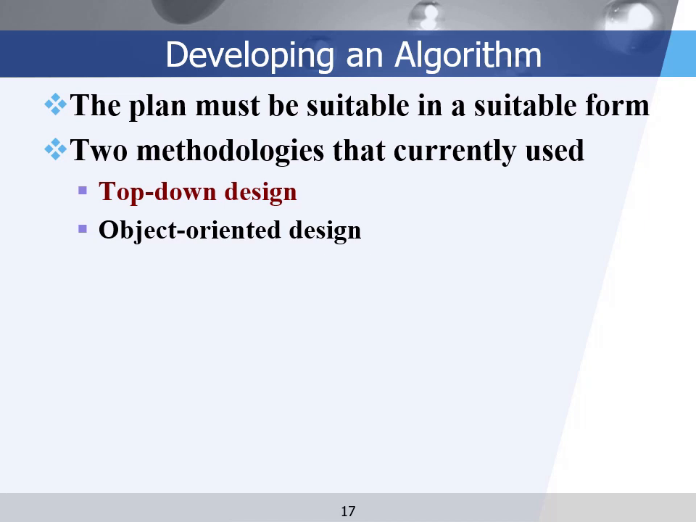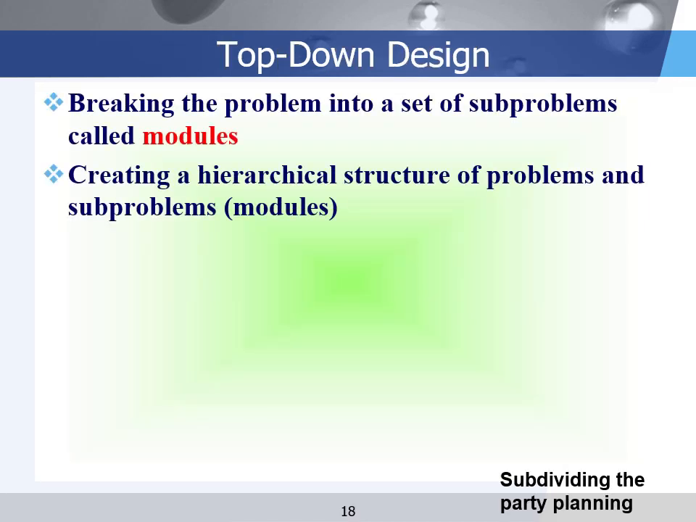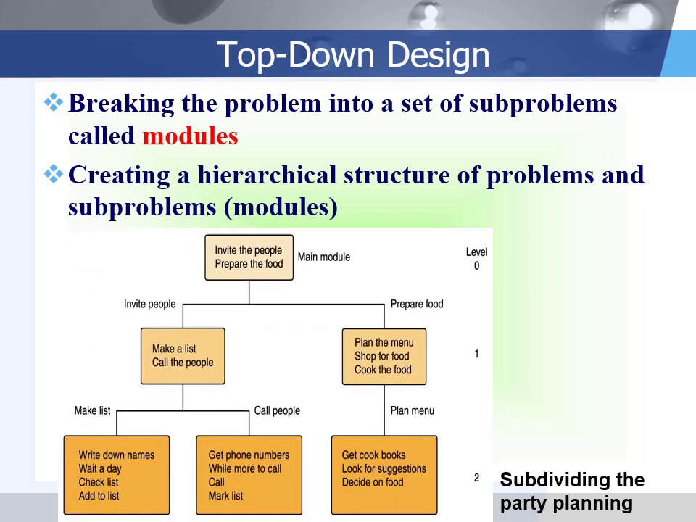In the development phase, you could use two methodologies to design your solution. The first one is the top-down design. The second one is the object-oriented design. Both methodologies are already used in software development. The top-down design is just like divide and conquer. You break the problem into a set of sub-problems, and we call each of them a module. And then you create a hierarchical structure of the problems and sub-problems. So this is quite similar to divide and conquer.